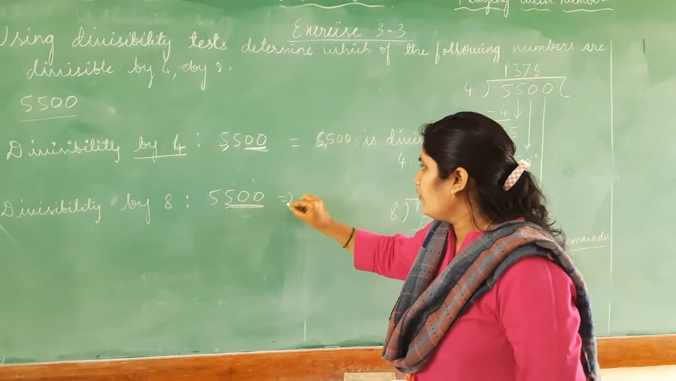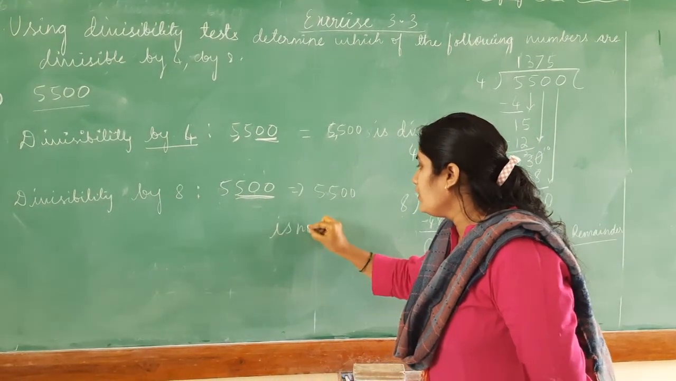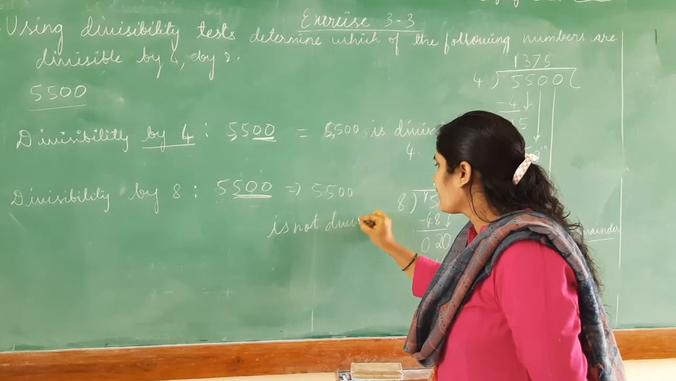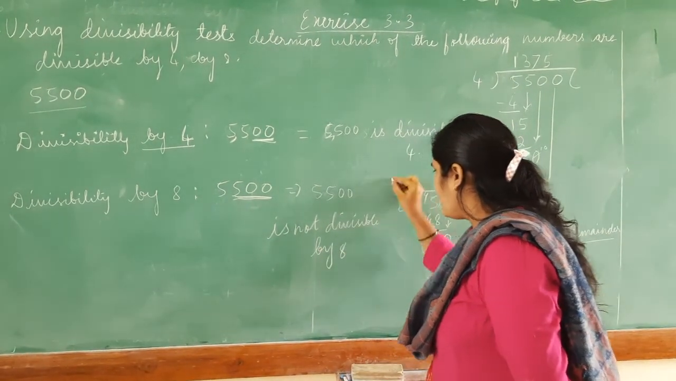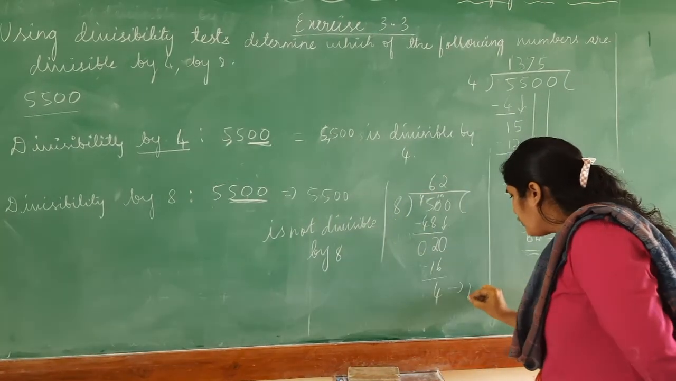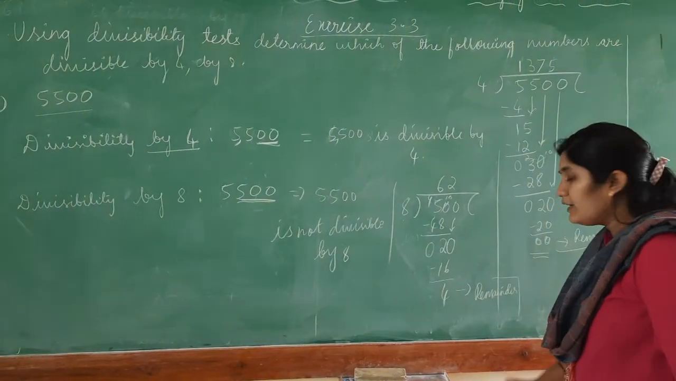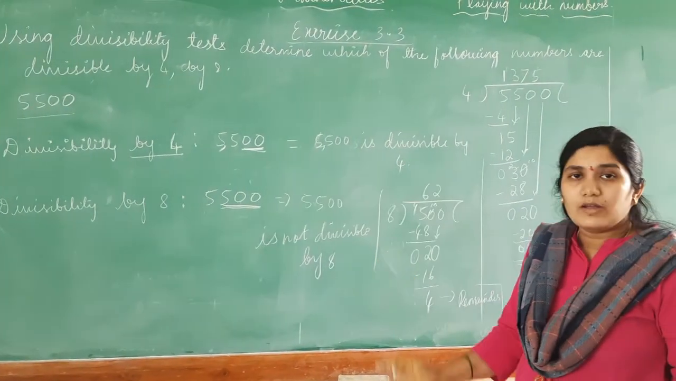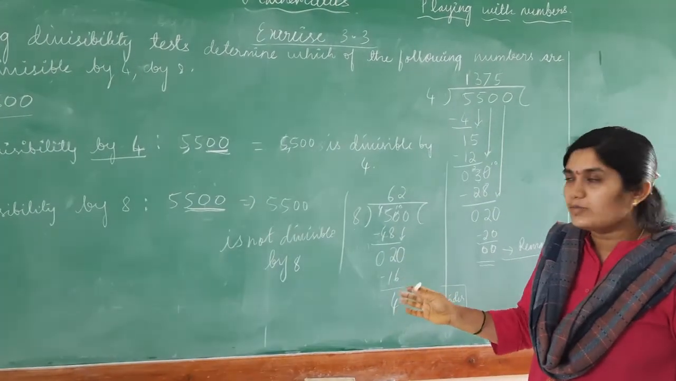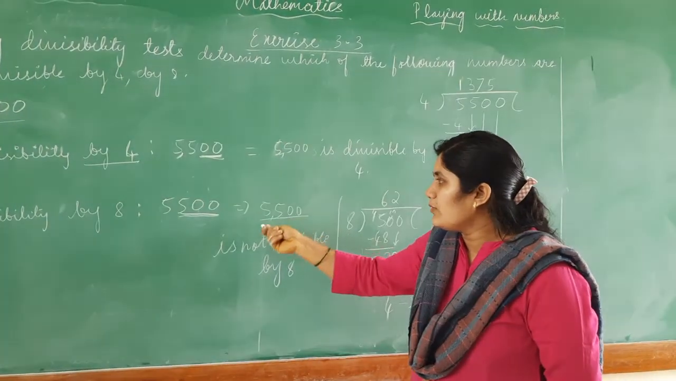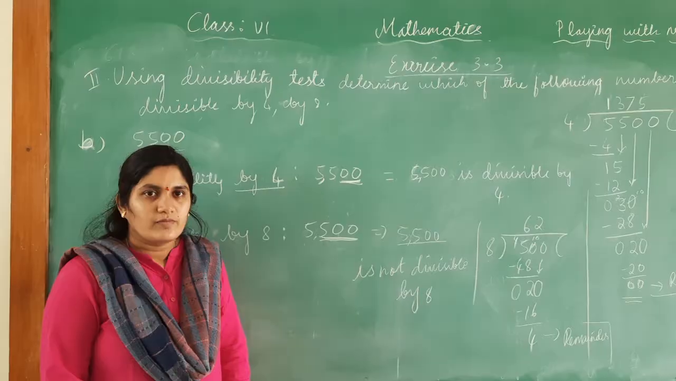Therefore, 5500 is not divisible by 8. As you can see, the remainder is 4. If it is completely divisible, you can say that the given number is divisible by 8. But the last 3 digits are not completely divisible. So, we can say that the given number 5500 is not divisible by 8.